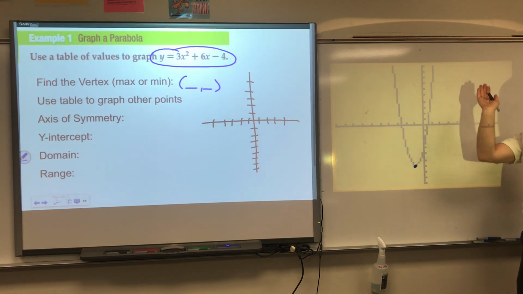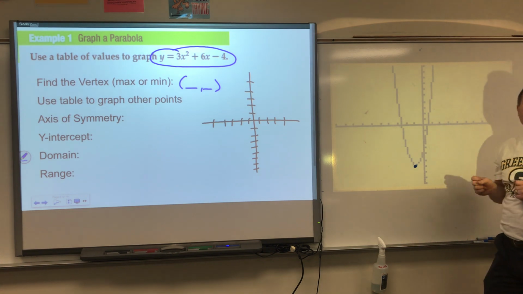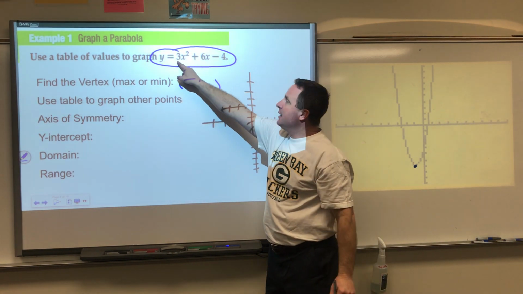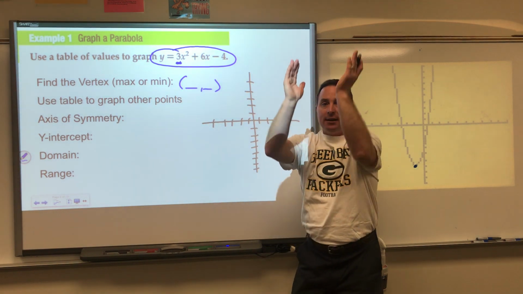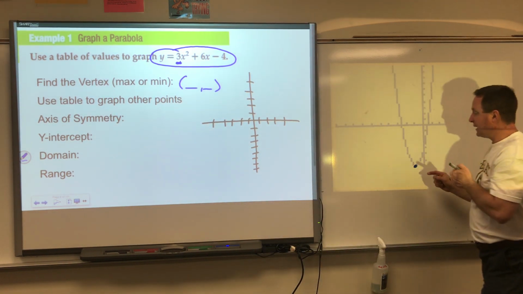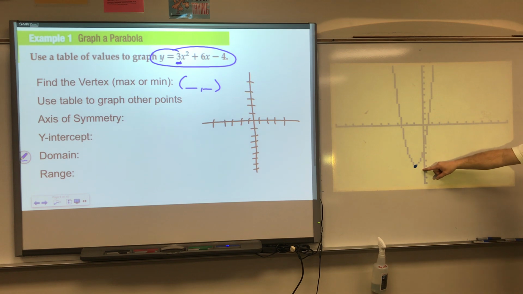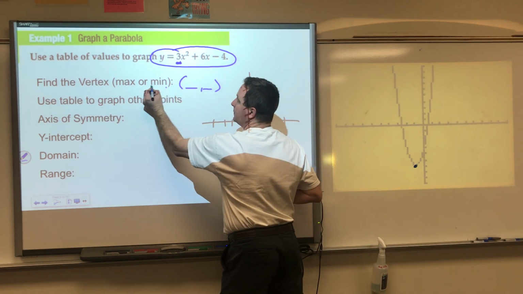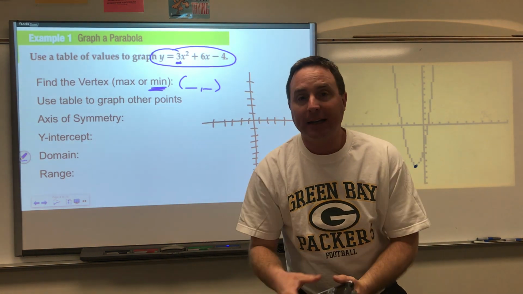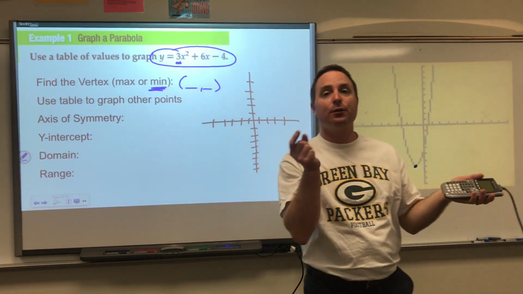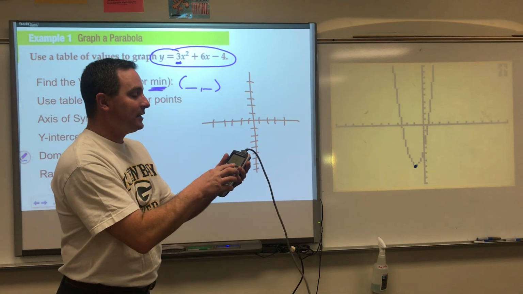The graph opens up. One way to tell that the graph opens up, while I'm thinking about it, is if the first number is positive. If that A is a positive number, it's going to open up and it's going to have a minimum. This is the lowest point, so it's going to have a minimum. The reason that's important is that the calculator can find that minimum point for us. And here's a new thing for us now. We're going to go second trace.